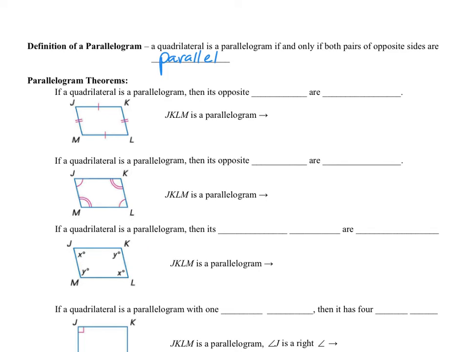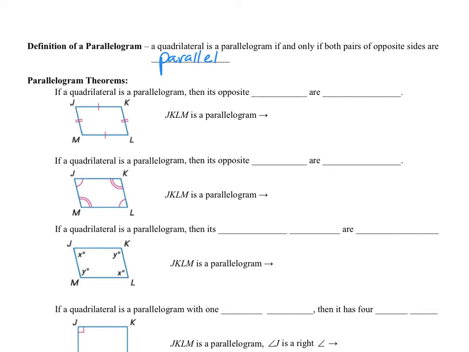So first of all, know that a parallelogram always has four sides. It's always going to be a quadrilateral, and opposite sides will always be parallel. So from now on, we can always justify that opposite sides of a parallelogram are parallel by using this definition of parallelograms.